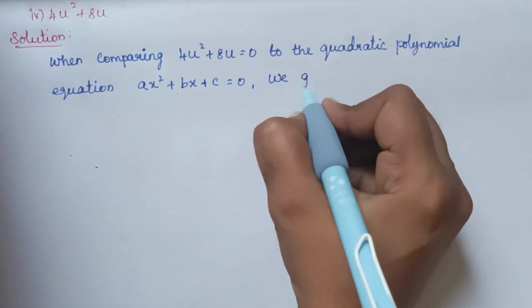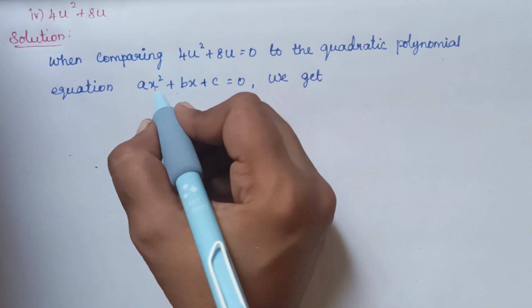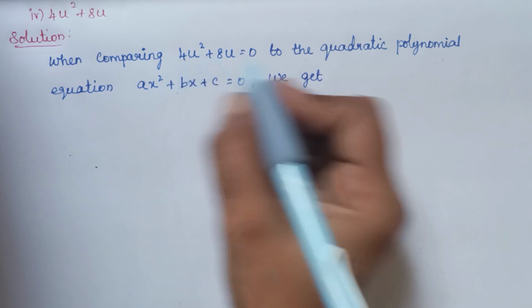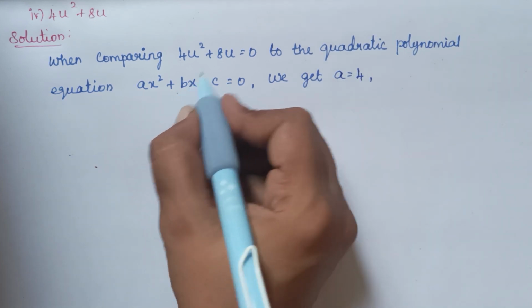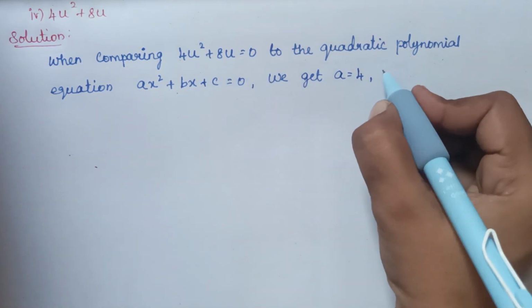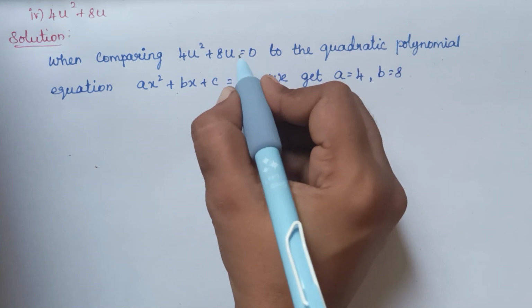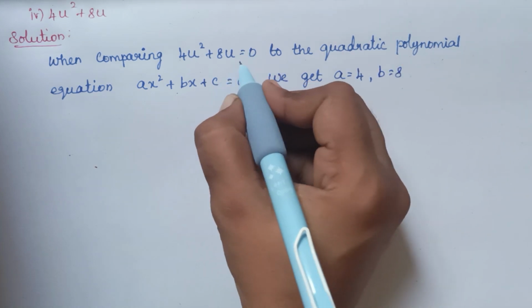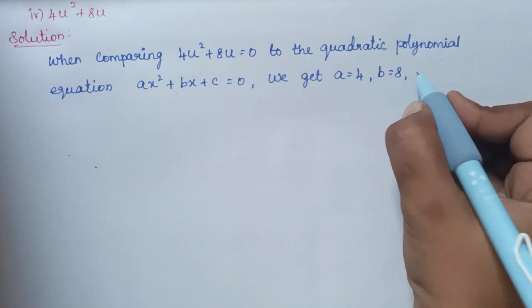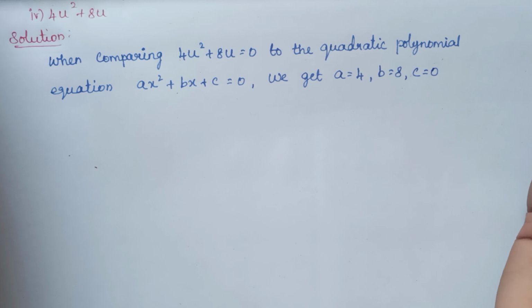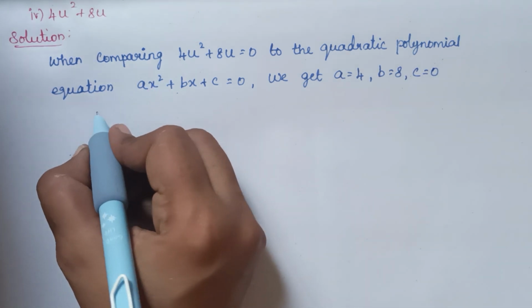We get, so we are comparing what is the coefficient of x square. So 4. So a is equal to 4, and then coefficient of u is b is equal to 8, and then c. Here the third term is missing. So c constant term they didn't give. So we consider c is equal to 0. Okay. Now simplify this equation.